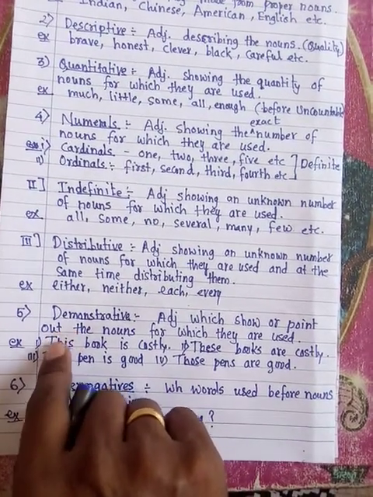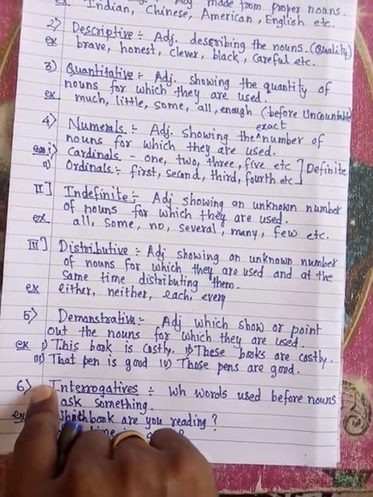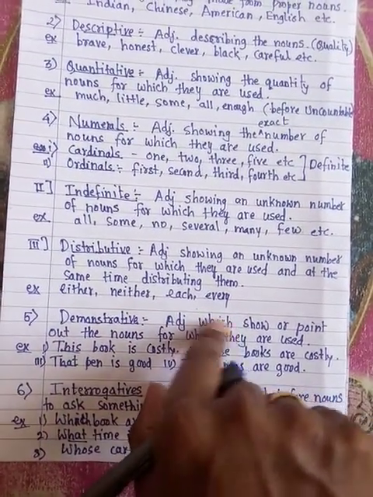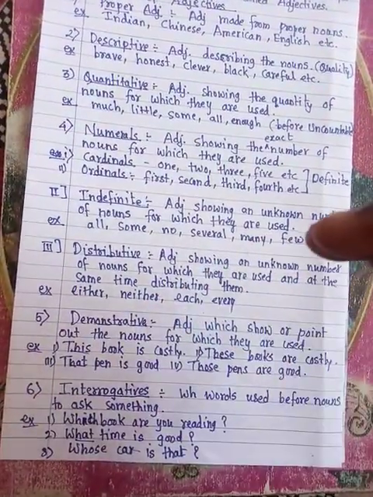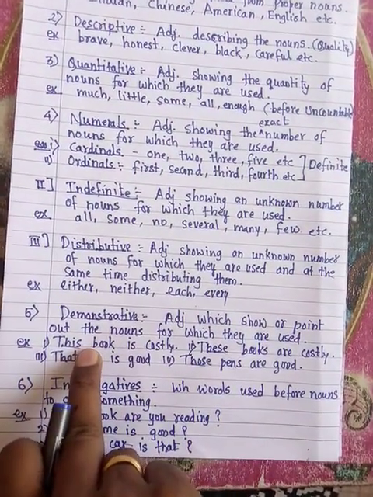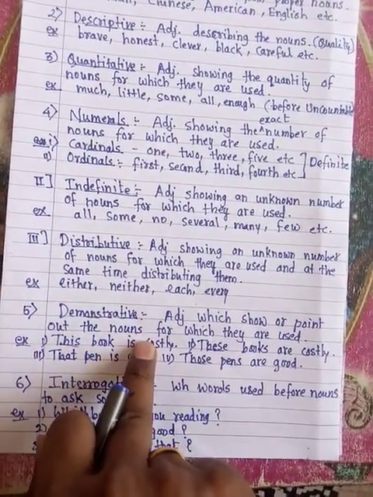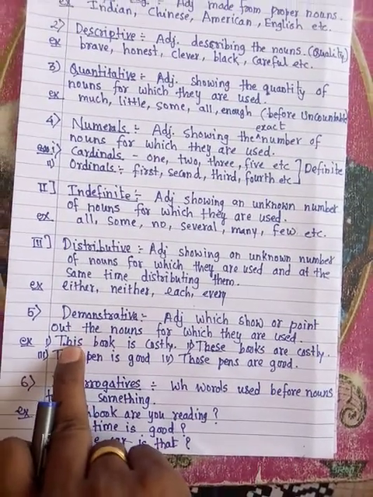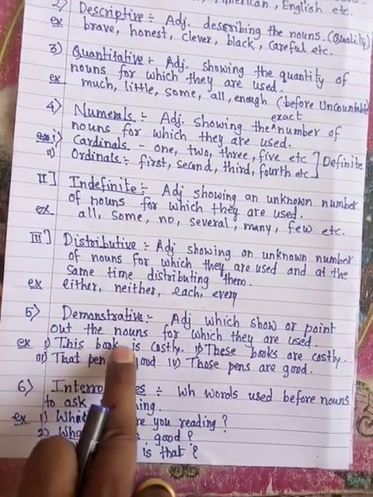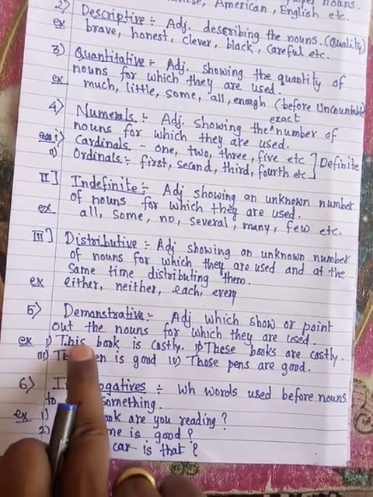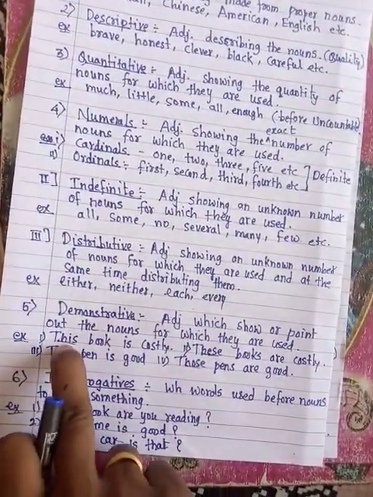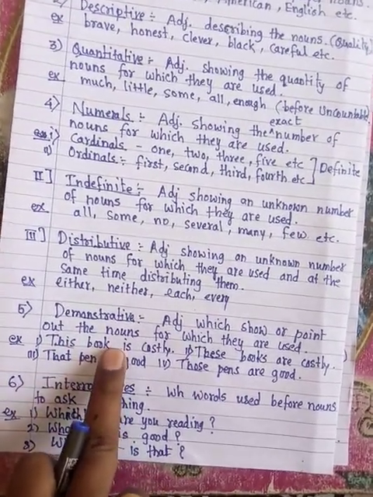Next type is demonstrative adjectives. Demonstratives, already you studied them as pronouns. Adjectives which show or point out the nouns for which they are used. Always these words show or point out the nouns. Now if I say this is a costly book, then this will become a pronoun because it will be standing for book. But as book is immediately used after this, it becomes a demonstrative adjective because a noun is there immediately after it.